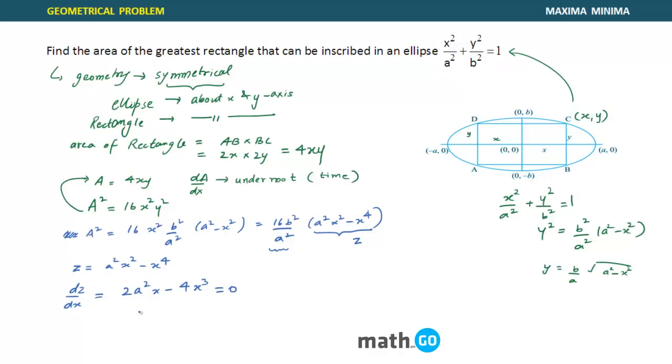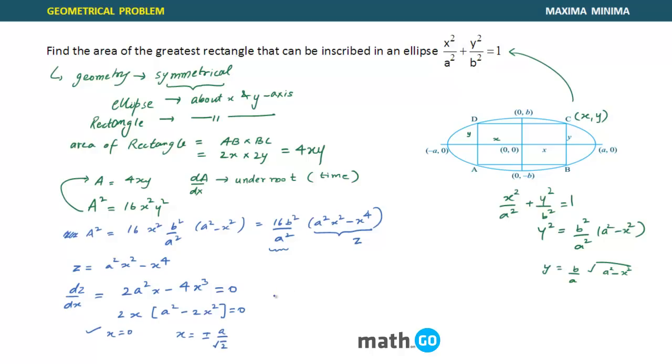This is how you solve the derivative. So what values of x can you take from it? 2x can be taken common, so this will become a square minus 2x square, right? And it will say x equal to 0, though this cannot be the answer. If x is equal to 0, that means you are not drawing any rectangle anyway, because the width will be 0. And this will give you two answers: x is equal to plus minus a by root 2.